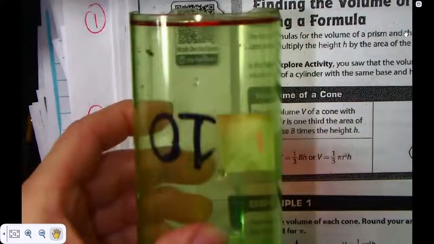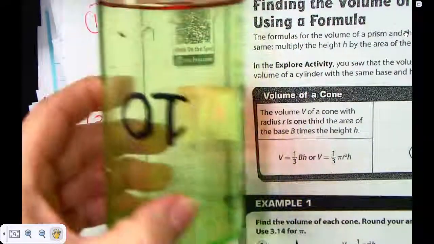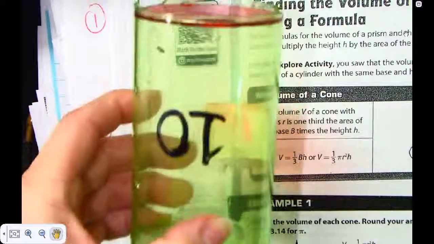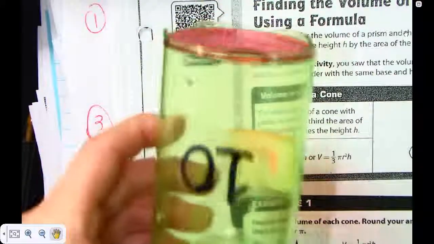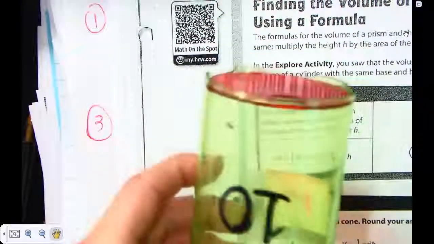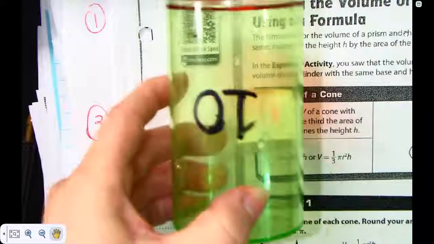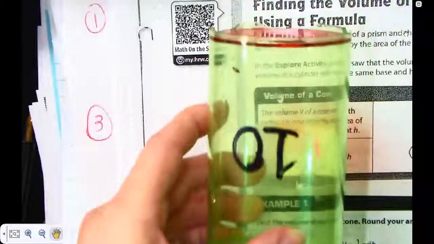This is a cylinder. How do you get volume of a cylinder? Area equal, thank you. Who said that? Thank you, Jake. Area of the base times the height. That's how you get volume of a cylinder.